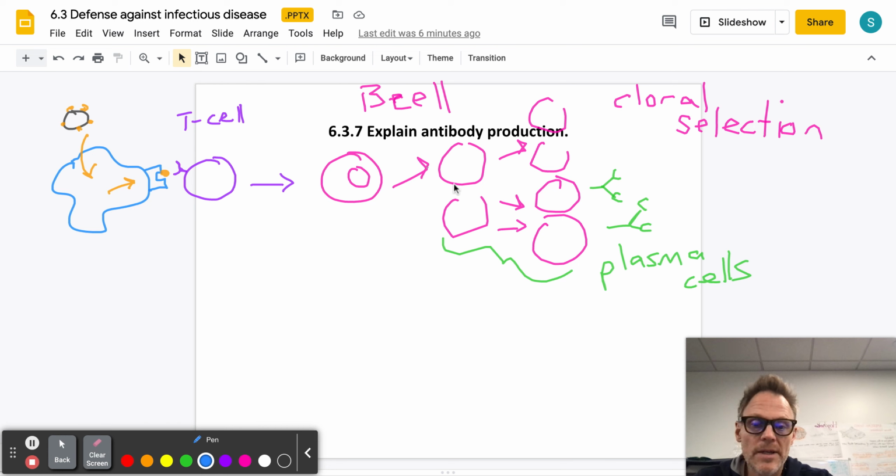as this B cell is dividing to be clonal plasma cells to make these antibodies, it also will go a different route, and some of these B cells will divide and they will become something called memory cells for the next time you're infected by the same invader. Yeah, and that's antibody production.